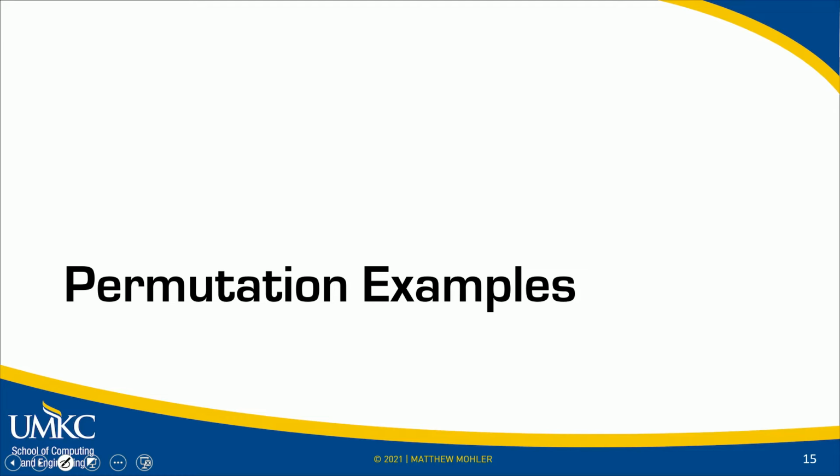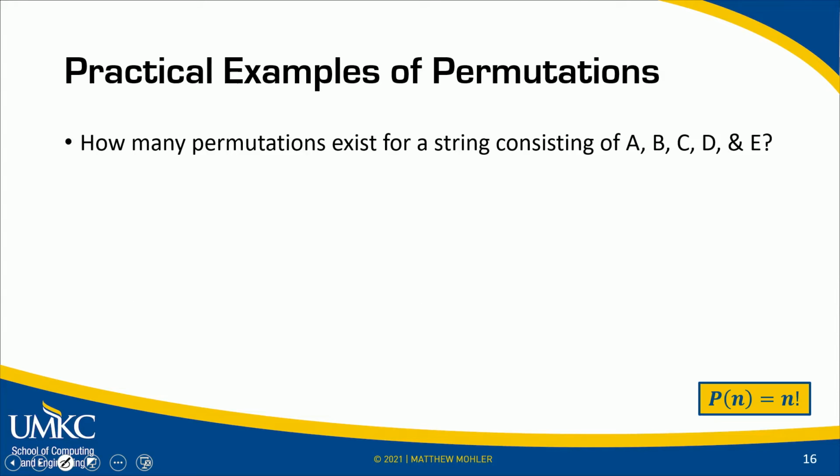Now, because permutations are so important in probability, we'll spend some time going over a series of examples to, again, just really drive these points home. So the first example that we'll look at is how many permutations exist for a string consisting of 5 letters A, B, C, D, and E.